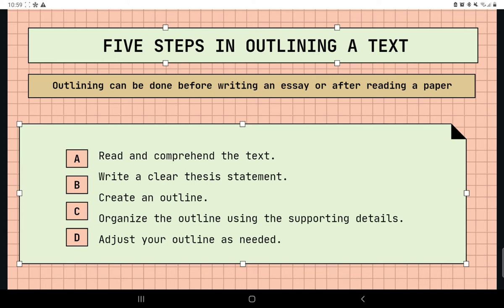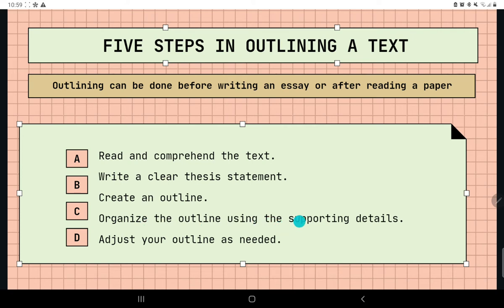So the first step is to read and comprehend the text. So we're talking dito na halimbawang gumawa ka ng outline after reading a text. So, the first thing that you do is to read and comprehend the text. Yung binasa mo. Next, write a clear thesis statement. So, linawin mo ano ba yung naintindihan mo na pinaparating nung binasa mo. Yung in general, ano yung gusto niyang iparating. Next is to create an outline. Ayun, hahanapin mo na yung main topic, subtopics, topic outline, details, supporting details.